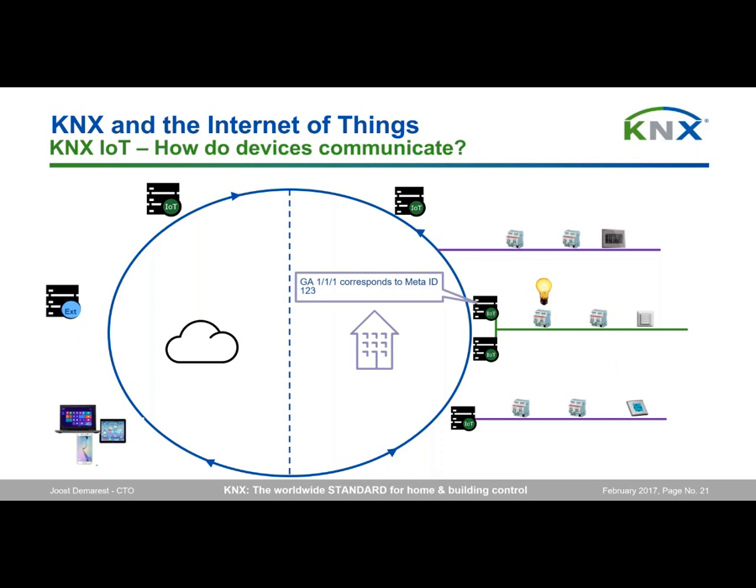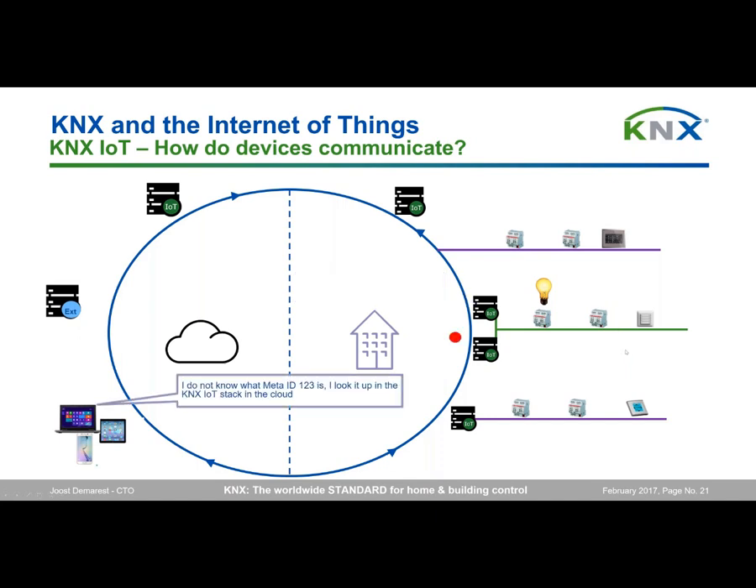This IoT 2.0 gateway would know that group address 111 corresponds to the metadata ID 123. It would send this on the IoT backbone, and this device, for instance, would say, I don't really know what this meta ID 123 is, but I will look it up in the KNX IoT stack in the cloud.